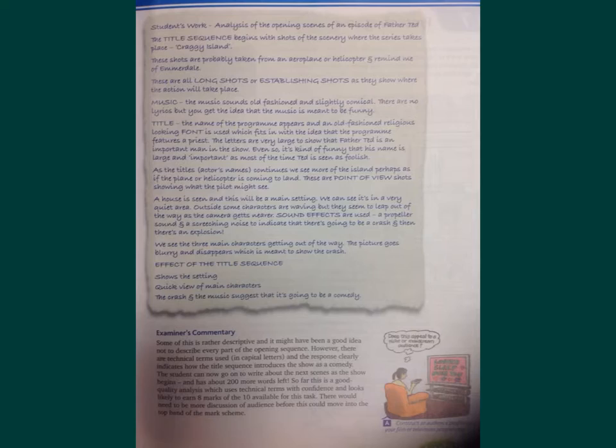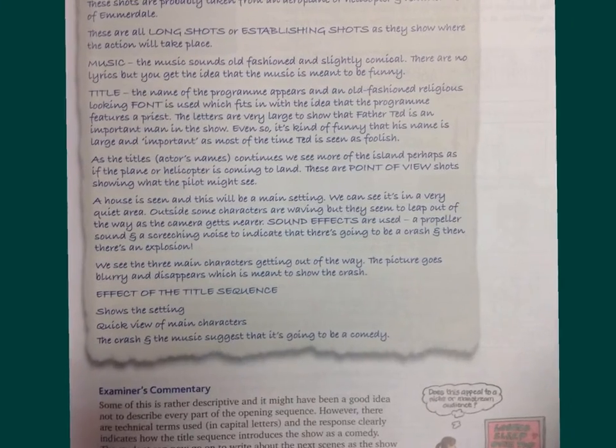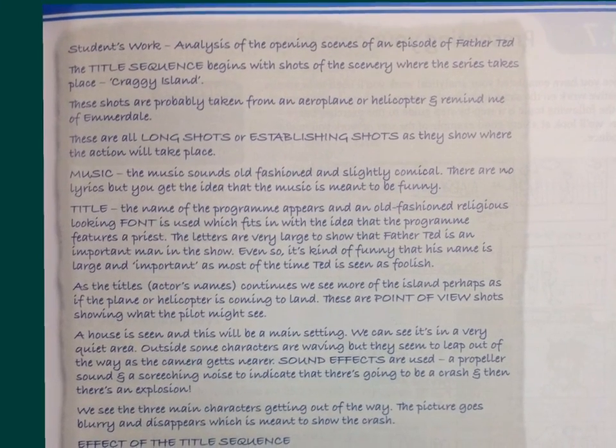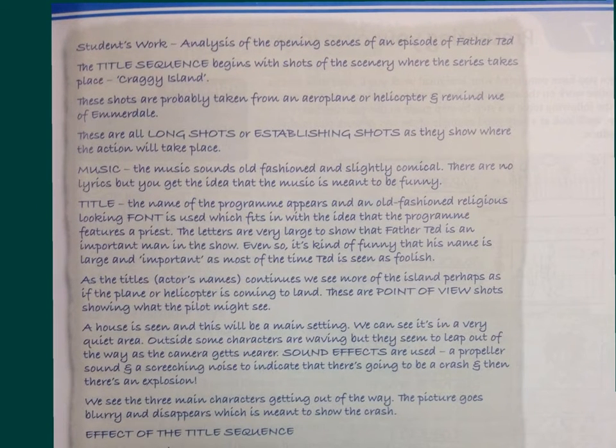Here we have an example of students' work and the sort of things that should be in the analysis of the pre-title or title sequence. You can see here that all of the key terms in media that this student has used are highlighted and put into capital letters, as you can see here: title sequence, long shots, establishing shots. The simple reason for highlighting them is to show the examiner that they know exactly what they're talking about, and that they're confident in using media terminology. That is the reason why they use that.